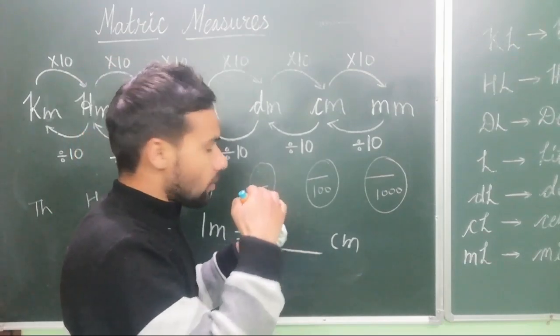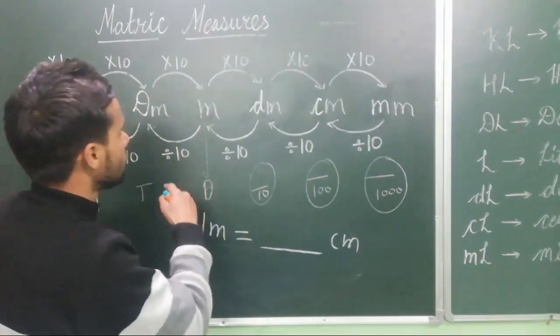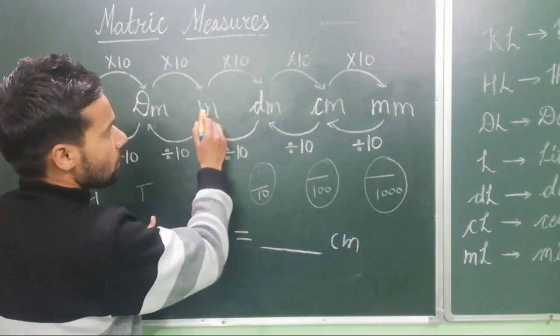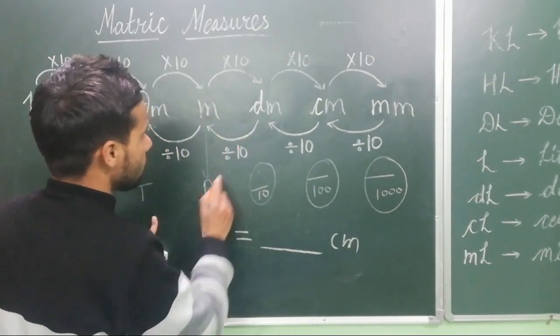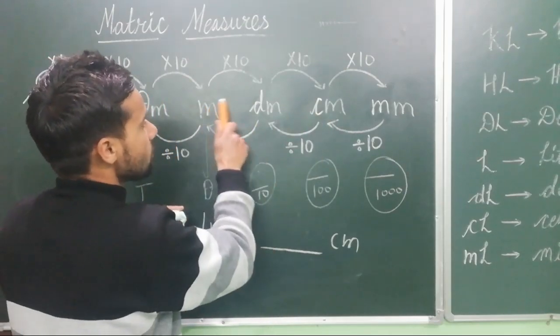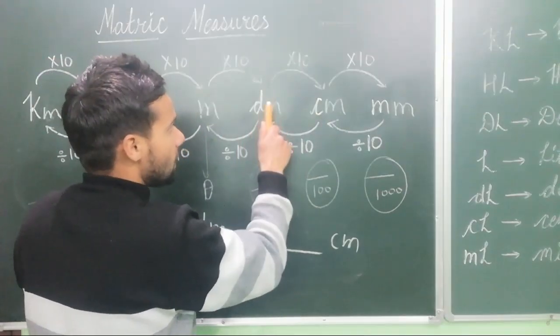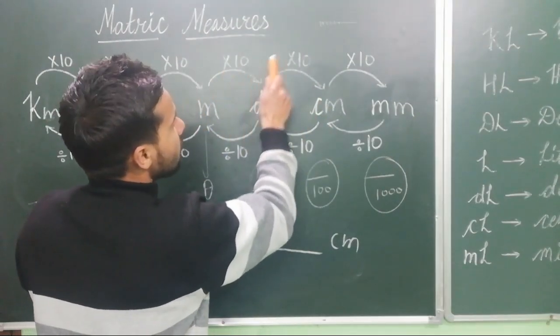Okay. So I want to tell how can you get here? How can you find the answer here? So you know 1 meter is equal to dash centimeter. So what you do? 1 meter, how many centimeter is there? 1 meter is bigger than decimeter and decimeter is bigger than centimeter. But how many times? 10, 10.